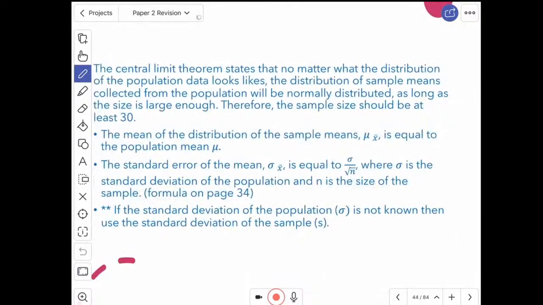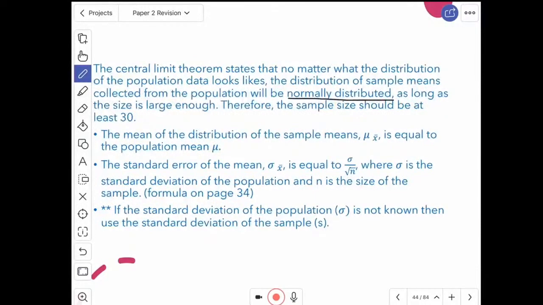Then the important thing when we're talking about sample means is that we have the central limit theorem, which states that no matter what the distribution of the population looks like, the distribution of the sample means collected from the population will be normally distributed. So again, that's why we're able to use our whole normal distribution in these questions.